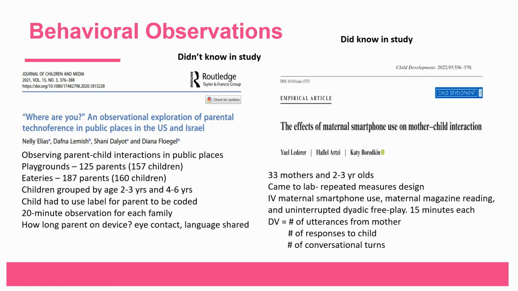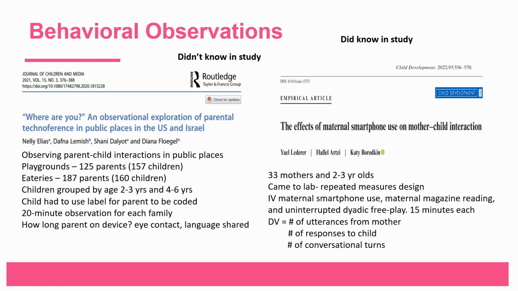So for their dependent variable, they measured quite a few things. They measured the number of utterances. So how many words did the mom say to the child? They looked at how many responses the mom gave to the child. If the child asked a question, how many times did the mom respond? And they also looked at the number of conversational turns. How many times did they go back and forth when they were interacting with each other?